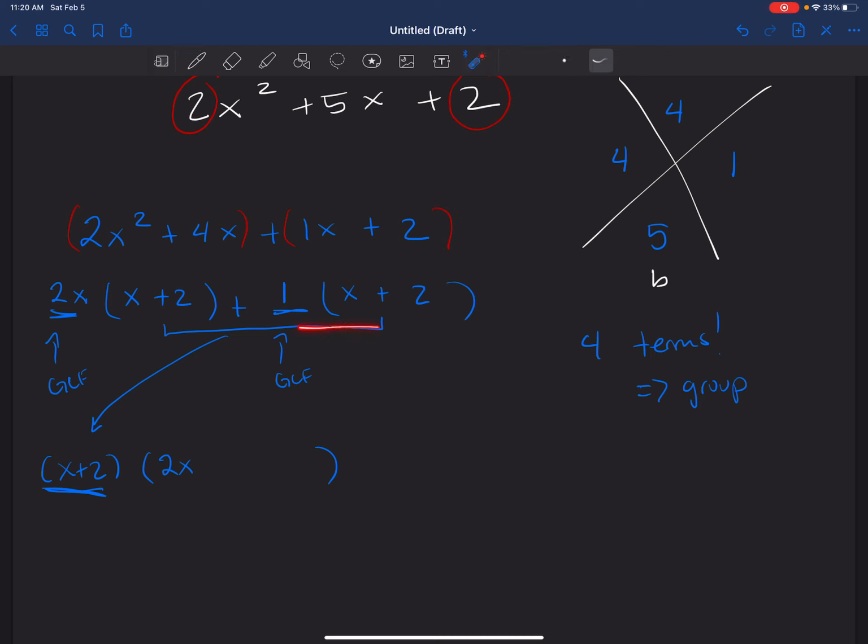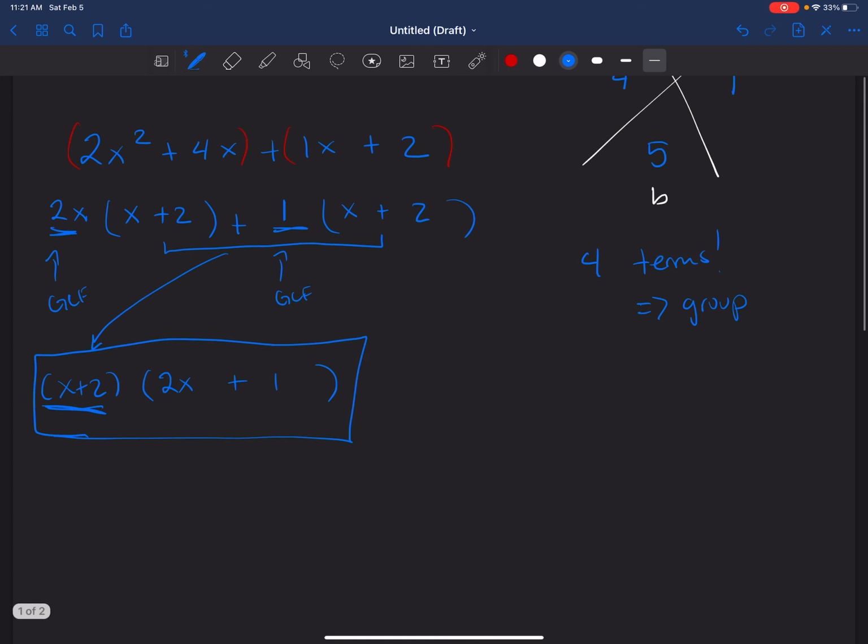And I look at the other term, I'm like, okay, x plus 2 times what will give me this here? Well, this is the same thing as 1 times x plus 2, so I'm going to do the same thing. X plus 2 times positive 1 will give me this whole thing here. And then this means that this is factored, and this is what you call the split method. And it takes a lot more time, but it helps us understand why that works.